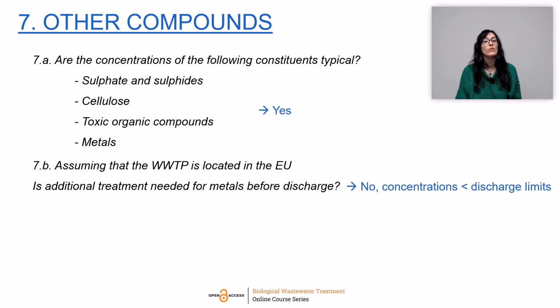Then we evaluated if additional treatment was needed for metals to comply with the discharge limits. For this, we calculated the effluent concentrations based on the provided removal efficiencies, and we observed that all the concentrations were below the limits, so additional treatment was not needed.